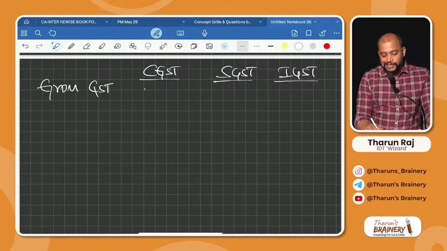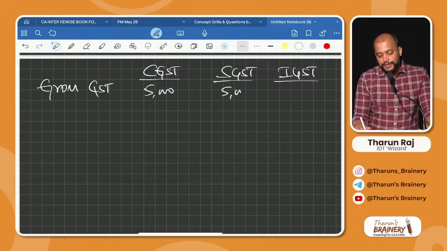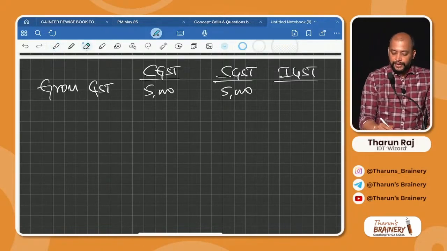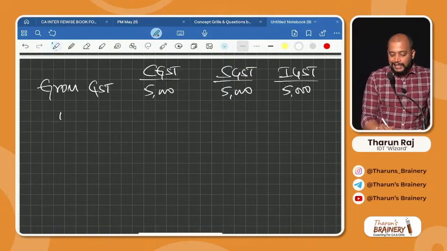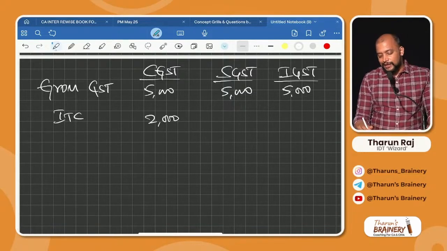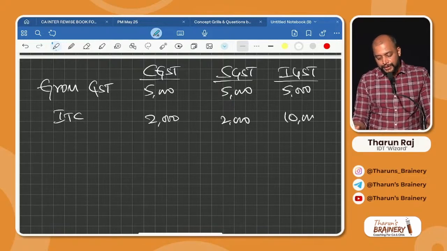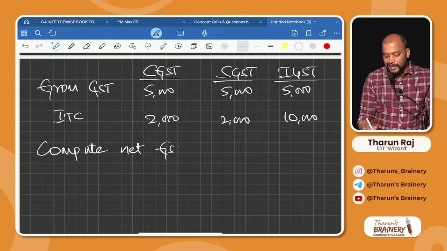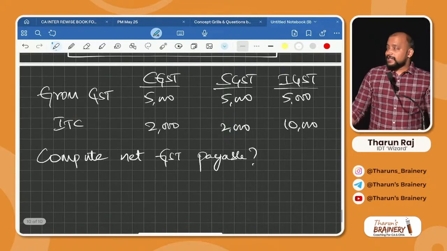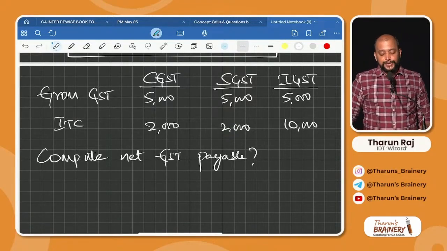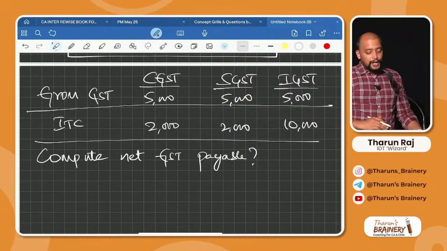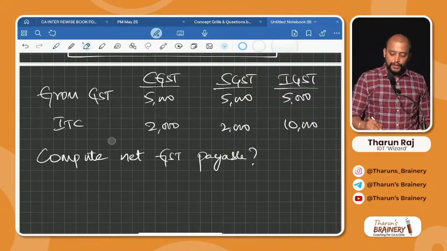Gross GST is 5,000, 5,000 and 5,000. And ITC, if you see, is 2,000, 2,000 and 10,000. Compute net GST payable. So CGST, SGST, IGST, gross GST is 5,000, 5,000, 5,000 and ITC is 2,000, 2,000 and 10,000. Compute net GST payable. So what we will do in this case first?